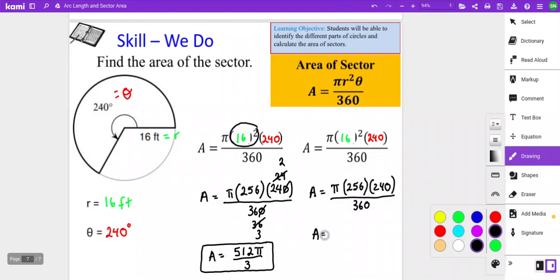So on the numerator, we multiply 256 times 240. This gives us 61,440 pi divided by 360. If you have a calculator that would simplify it for you, you just plug it in and you're done. However, if you don't have a calculator, you have to simplify by dividing numerator and denominator, which becomes more challenging because, as you can see, the numbers are significantly bigger than the method on the left.